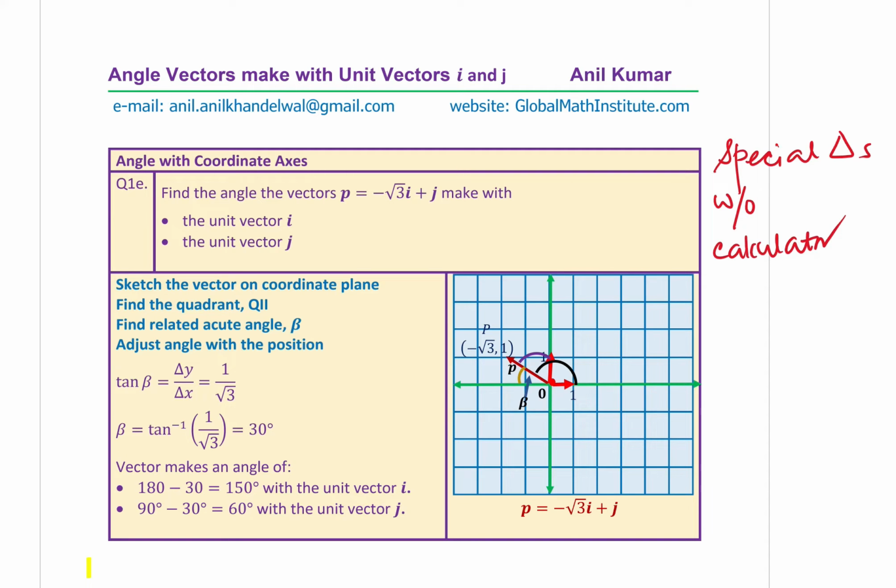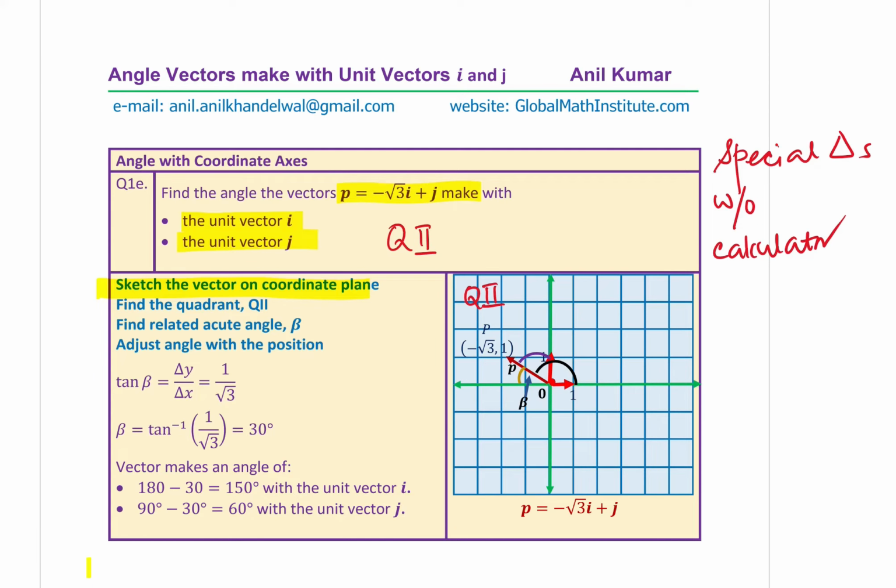So the first question without a calculator is that we have a vector which is p equals minus 3 square root 3 i plus j. You need to find what angle does it make with the unit vector i and what angle does it make with the unit vector j. So as we had been doing, first sketch. When you sketch this value, you know a is negative and b is positive, and therefore you are in quadrant 2. So the sketch clearly shows the vector in quadrant 2. Coordinate point minus square root 3, 1 is the point P for us.